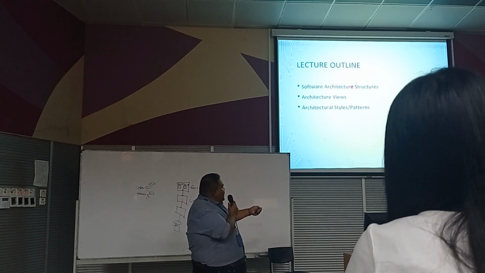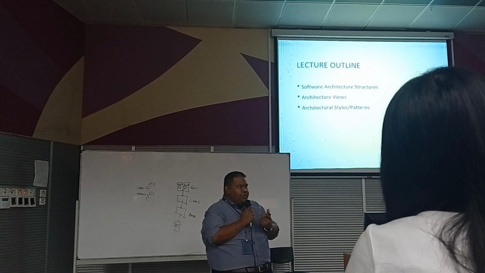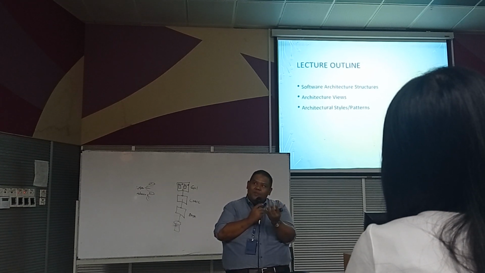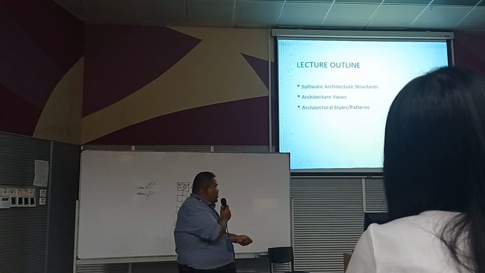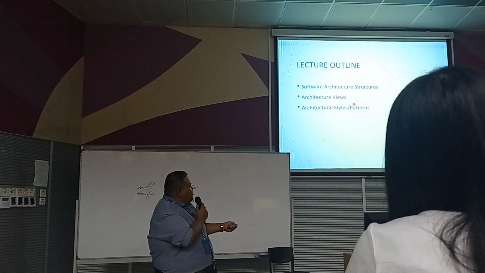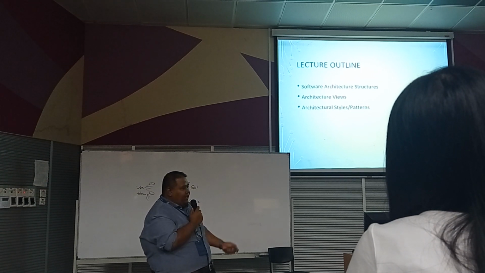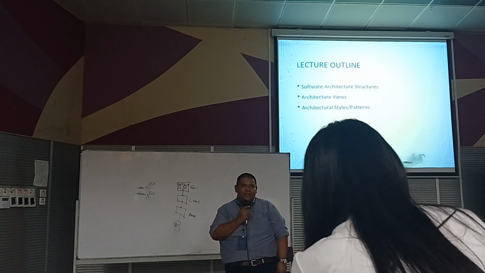Then we go to architecture view. Architecture view means how you view your architecture, from which angle you want to tackle that particular issue. And lastly, the most important thing is architectural pattern. This is the one that you need to really understand in order to complete part A of the assignment. So this is your main resource, other than what you can find on the internet.